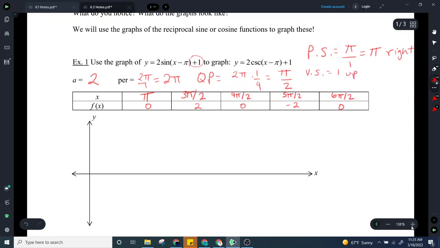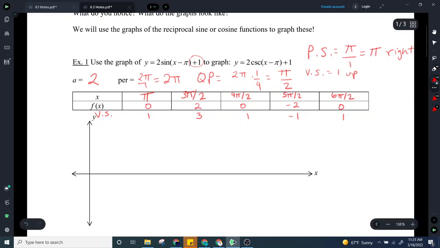So I'm going to do a new row. I'm going to call this my vertical shift row, and I'm going to add 1 to each of these y values. So we're going to have a point at 1, 3, 1, let's see, negative 1, and then 1 again, right? So 1, 3, 1, negative 1. 1, 3, 1, negative 1 would be our pattern, okay?